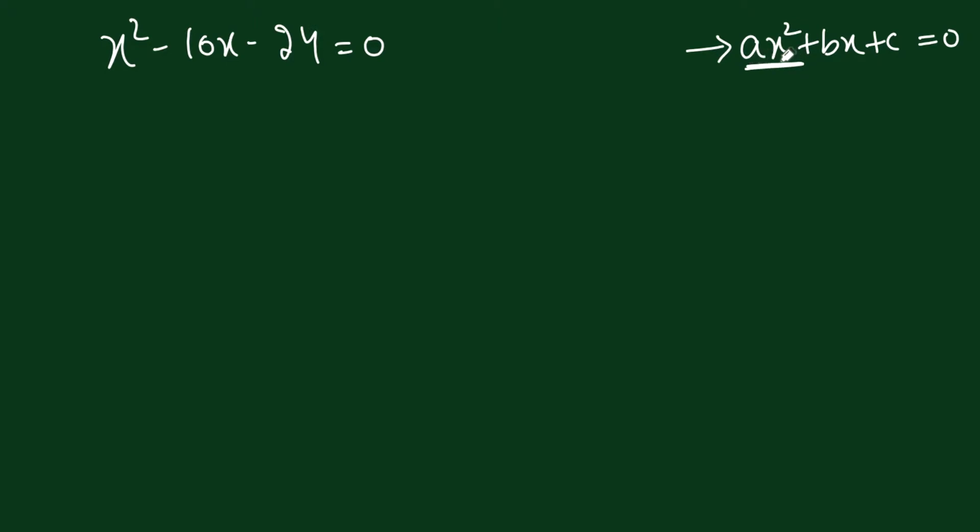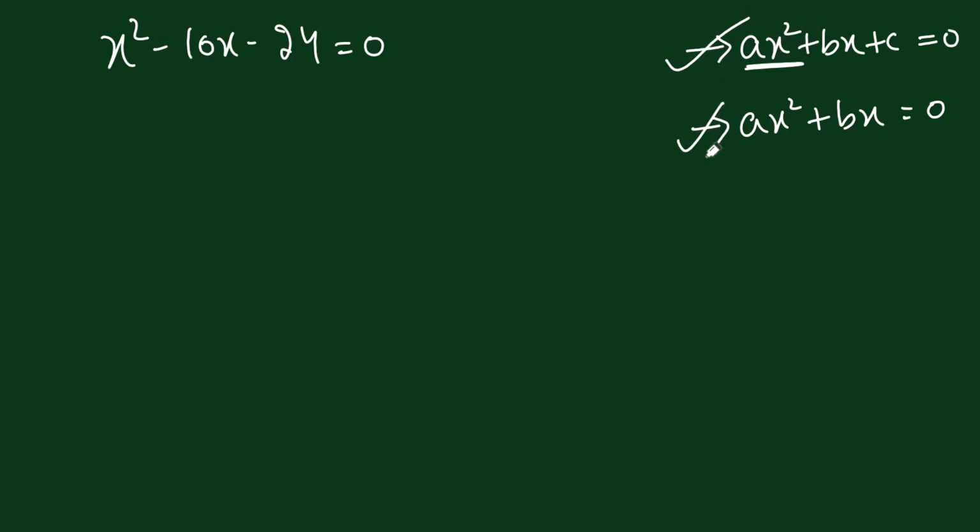Here x has a square, which means it's a quadratic equation, because it is an equation and the highest power is 2. But a quadratic equation can be in this form also: ax square plus bx is equal to 0, meaning the c term is not there. I have told you in the previous video that the x square term, the a term, is important. If the b or c term is missing, no problem, it is still a quadratic equation. So this is the standard form of a quadratic equation.